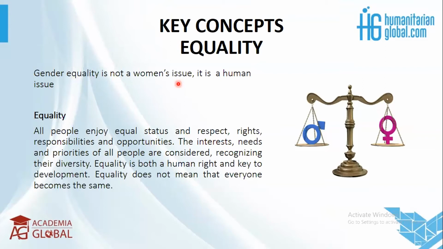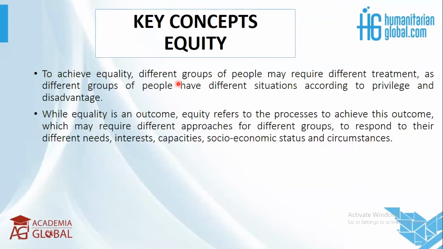It doesn't mean that we want everyone to be the same, but we are saying that we need to give people equal opportunities. So to achieve equality, as I said before, different groups of people may require different treatment, as different groups of people have different situations according to privilege and disadvantage. So for us to achieve equality, we have to bring in the concept of equity. While equality is an outcome, equity refers to the process to achieve this outcome, which may require different approaches for different groups to respond to different needs, interests, capacities, and socioeconomic status and circumstance.